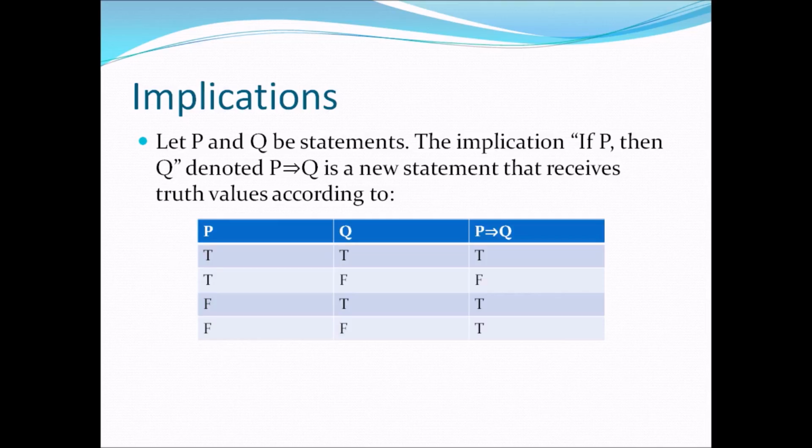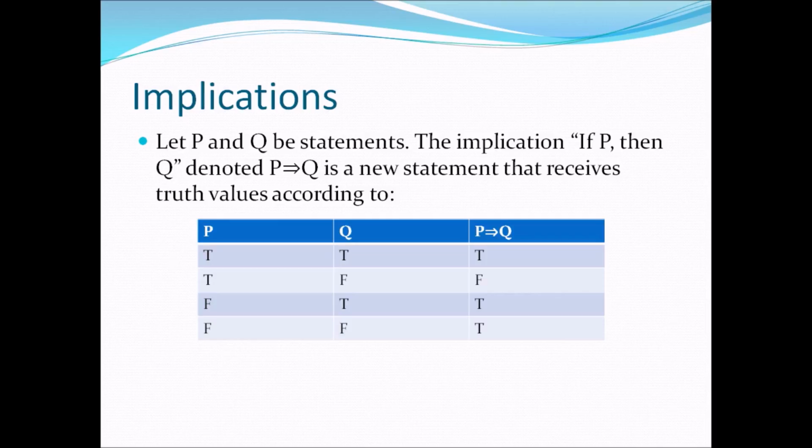Let's say I ask you a question and I say, if you get this question right, I will give you $100. And let's say that's what I say to you. So you get the question right, so that's P, and I give you $100. That's Q. I was telling you the truth, so if P then Q is true. But if you answer the question right and I don't give you $100, that's P being true, Q being false, then if P then Q is false.